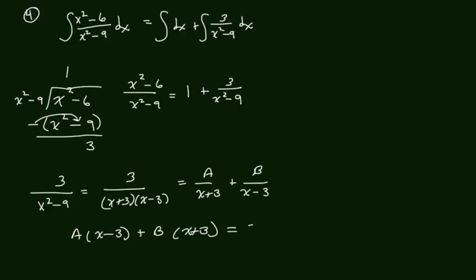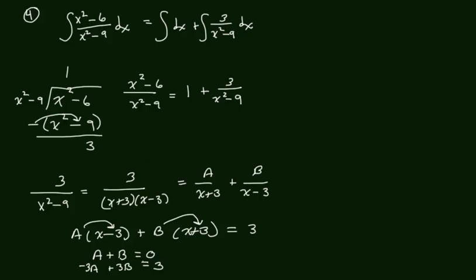Equals the number 3. Okay, so what is a plus b? What does a plus b have to equal? There is no x, so the coefficient of x will be 0. The a plus b will equal 0. Negative 3a now plus 3b, that's due to the distribution, that has to equal 3.